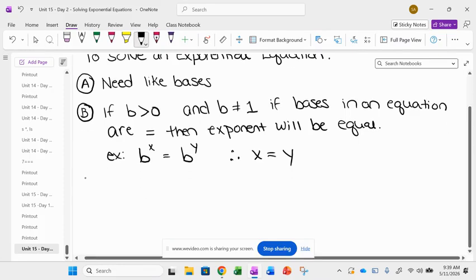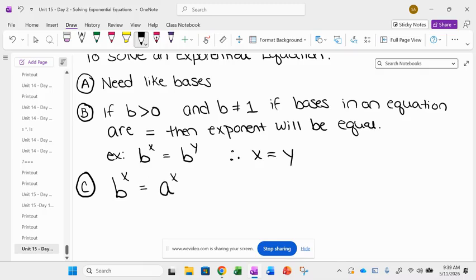Now also, let's say I have b to the x is equal to a to the x. In this scenario, I have an equation which is telling me the left side has to equal the right side. But the bases aren't equal. What are equal? The exponents. But if the exponents are equal and it's an equation, doesn't that mean the bases would have to be equal also? So in this scenario, a would equal b as long as x does not equal 0, right?